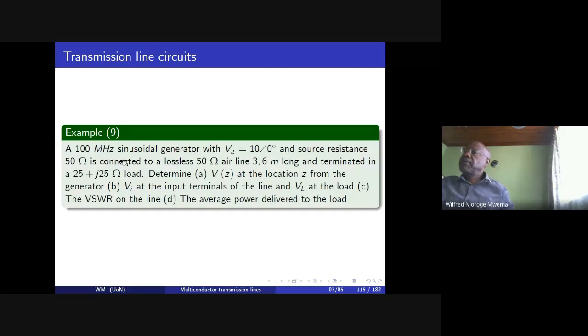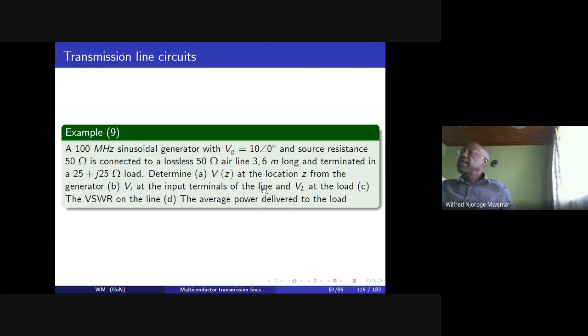So, an example now with that kind of case. A 100 megahertz sinusoidal generator with an open circuit voltage Vg given as 10 at angle 0 volts and source resistance of 50 ohm is connected to a lossless 50 ohm air line 3.6 meters long and terminated in a load that is 25 plus j25 ohm.